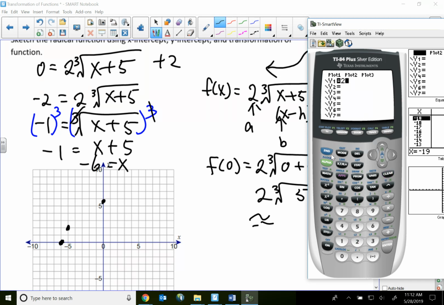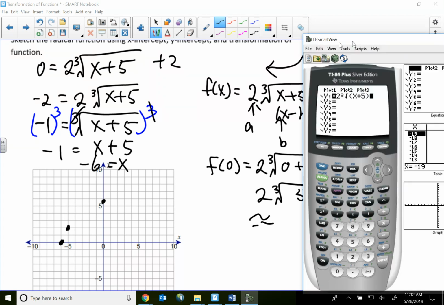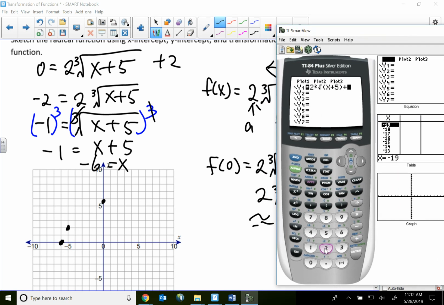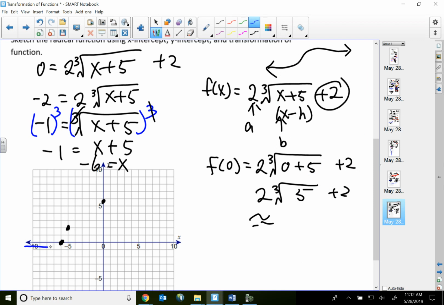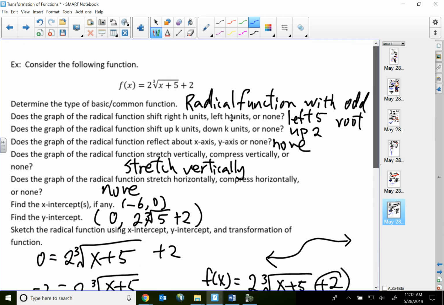So that's 2 times the cube root of x plus 5, close parenthesis for the cube root, and then plus 2 on the outside. It looks like this. Part of my graph was under the x-axis and comes up. So that will be something like this. That's close enough.